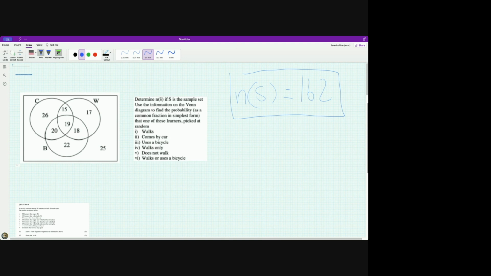You need to find me the probability. You don't have to be in the simplest form. What's the probability a randomly chosen person walks to school, comes by car, uses a bicycle? I want you to try and answer all of these questions using this Venn diagram. I just want to see you can interpret.